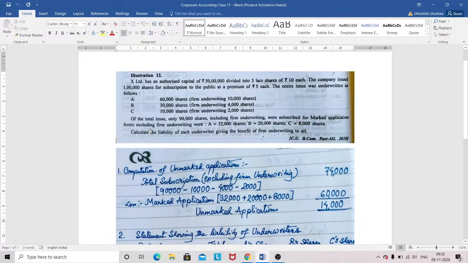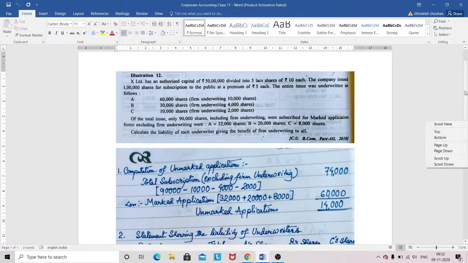Obviously it is excluding firm underwriting, that helps us actually. So A 32,000, B 20, and C 8. So the less marked application 32 plus 20 plus 8, that is 60. So the unmarked application is 14,000. Okay, so your unmarked application will be 14,000.